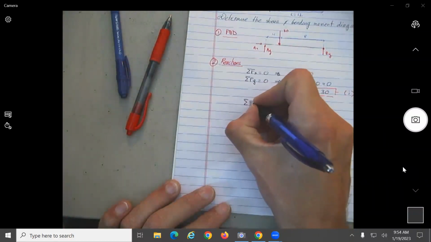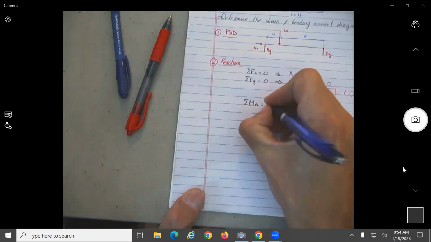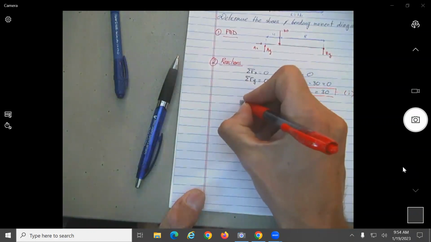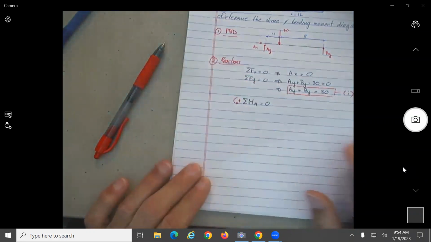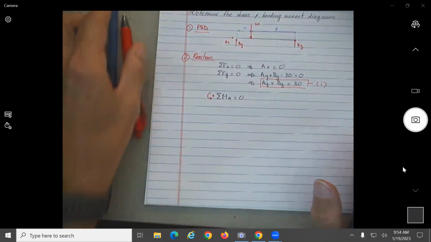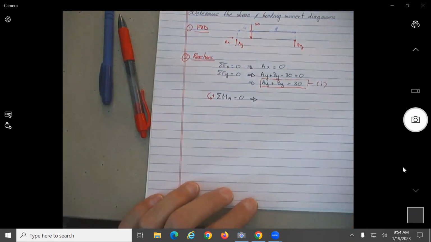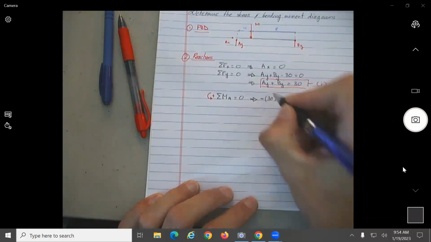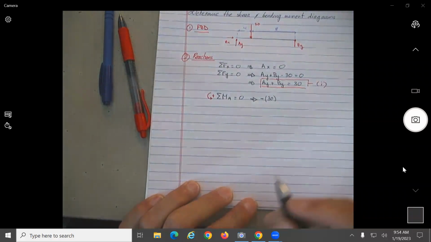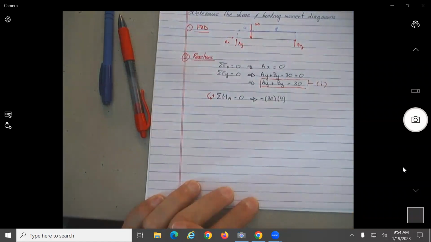About which point do you want to take the moments? A, okay, so about A. Remember, every time you take moments, you need to specify about which point. And if you don't specify the positive direction, I'm always going to take counterclockwise as positive. So we do about point A. Is the 30 creating a clockwise or counterclockwise moment? Clockwise. So that moment should be positive or negative? So it would be minus 30 times 4.